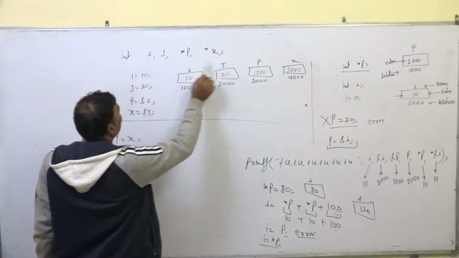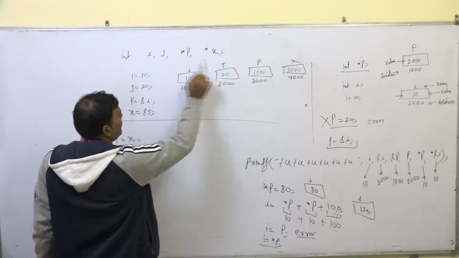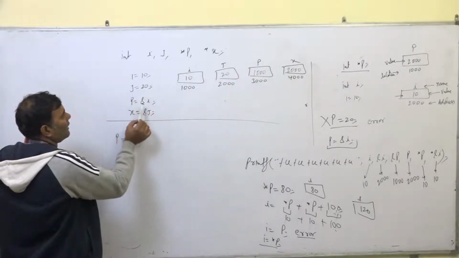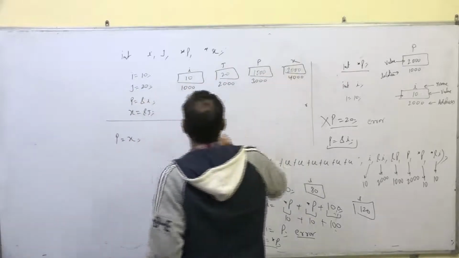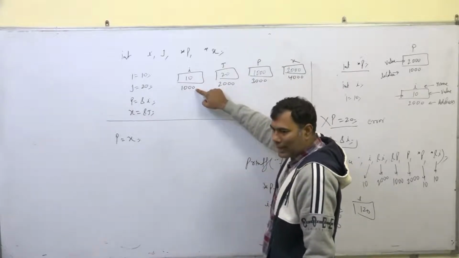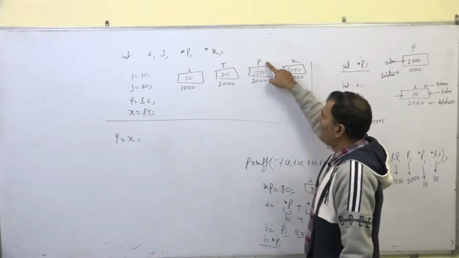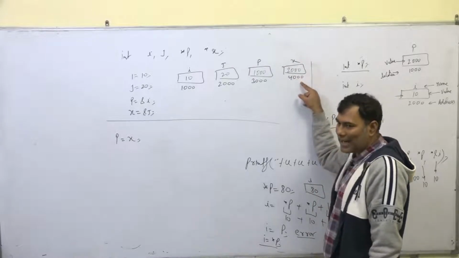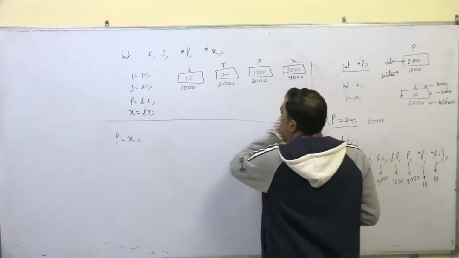So now let me take another example. I, J, pointer P, pointer X. These are some variables. I is 10. J is 20. P equal to address of I. X equal to address of J. So we assume the address of I is 1000, the address of J is 2000, the address of P is 3000, and the address of X is 4000. Because these are variables, they are stored in main memory, so some addresses are there.